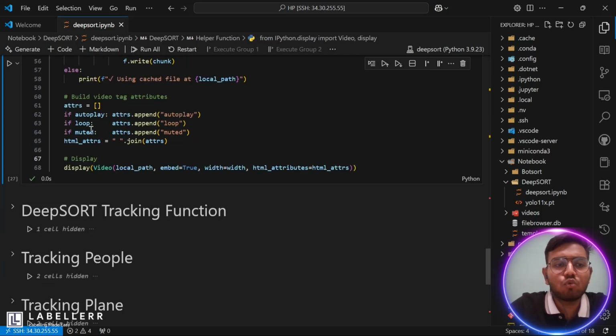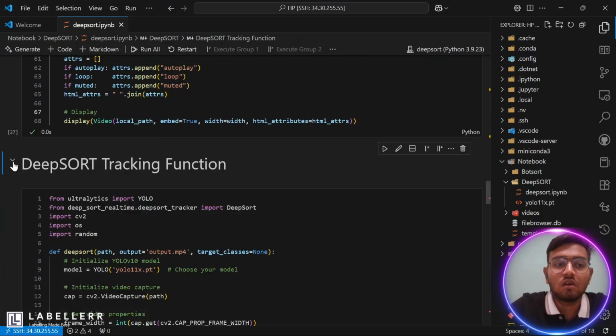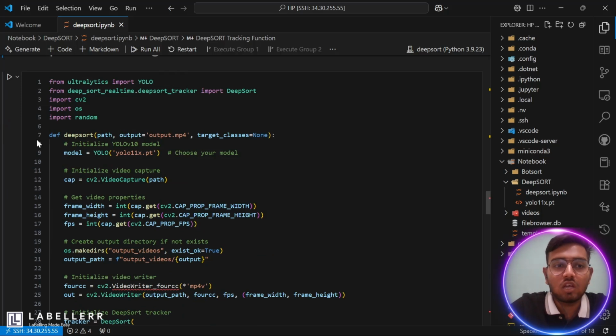Now, let's come to our main function, Deep Sort. First, we import YOLO from Ultralytics, and then from Deep Sort Real Time, from the Deep Sort tracker, we import Deep Sort. Then we import cv2, os, and random to generate a random color for each bounding box. Now, in the Deep Sort algorithm, I'm providing the model YOLO 11x.